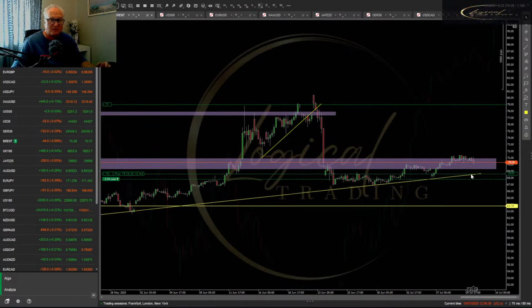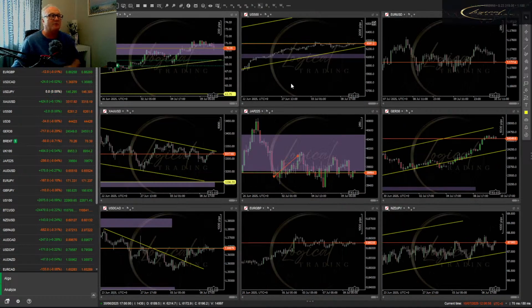I must just be careful of my trailing stop loss here, which is in profit. I moved it up to break even, and now it's trailed up a bit. So I don't want to get taken out of the Brent crude oil trade, but that said, if I do, I'll just get back in again. It's fine. Not a problem. It's in profit.